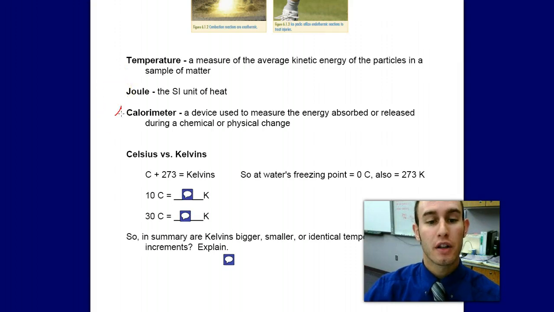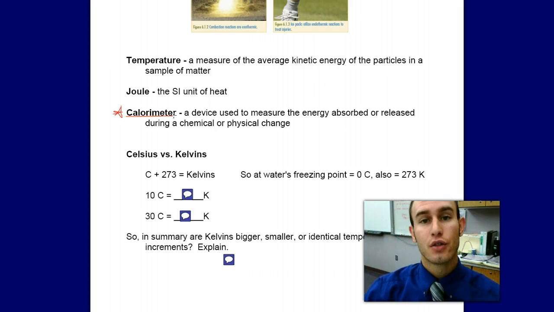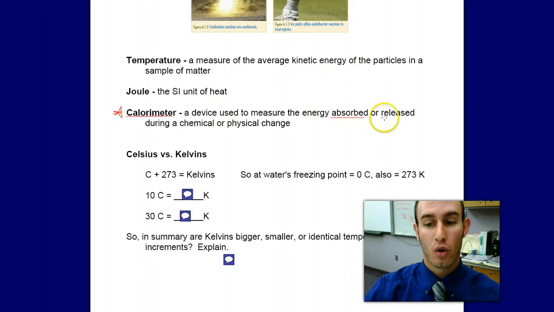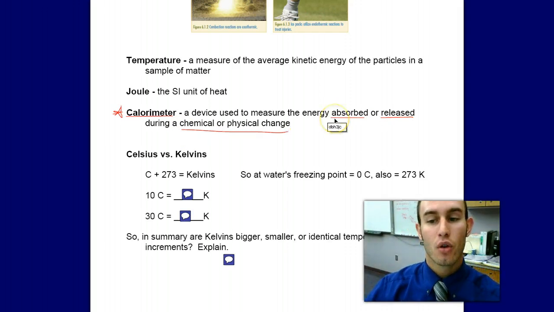And a new term here that you need to make sure you pause the video and write down is calorimeter. This is a device that you will be making in lab to look at how much heat is transferred based on either absorption or being released, looking at chemical and physical changes. And that's what this video is talking about. It's talking about endothermic and exothermic processes of chemical and physical changes. So make sure you write this down.